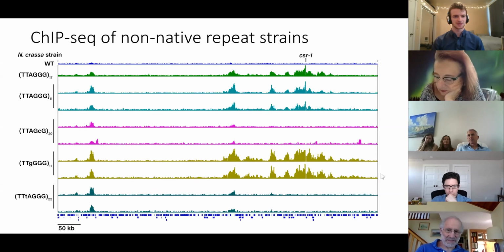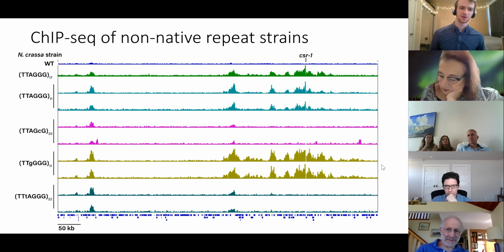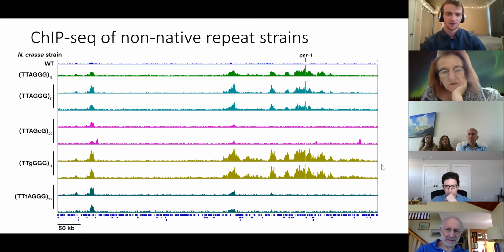So this is ChIP sequencing of the non-native repeat strains. Up at the top, you have the wild type strain, so that is no insert at all.